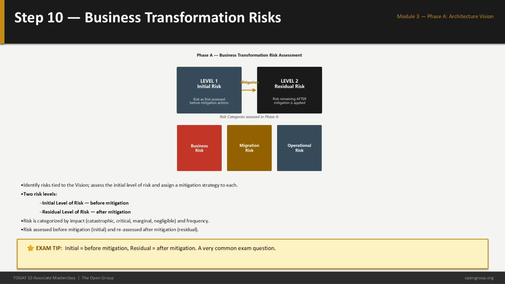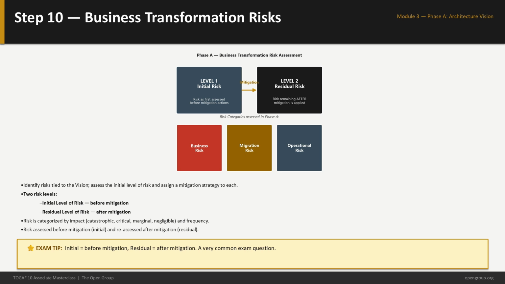Step 10 is risk, and this contains one of the most reliably tested distinctions in the whole exam. You identify the risks tied to the vision, assess each one's initial level of risk, and assign a mitigation strategy. And there are two distinct levels of risk to track. The initial level of risk is the categorization before you apply any mitigating actions. The residual level of risk is the categorization after mitigation.